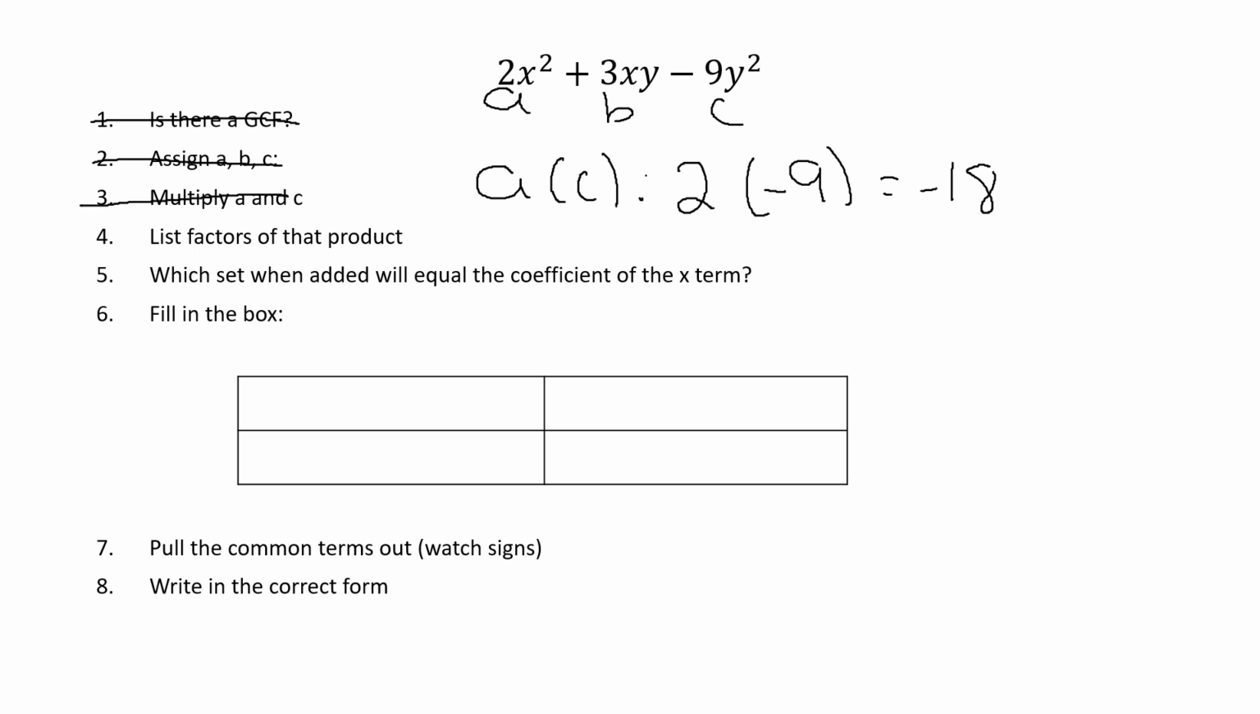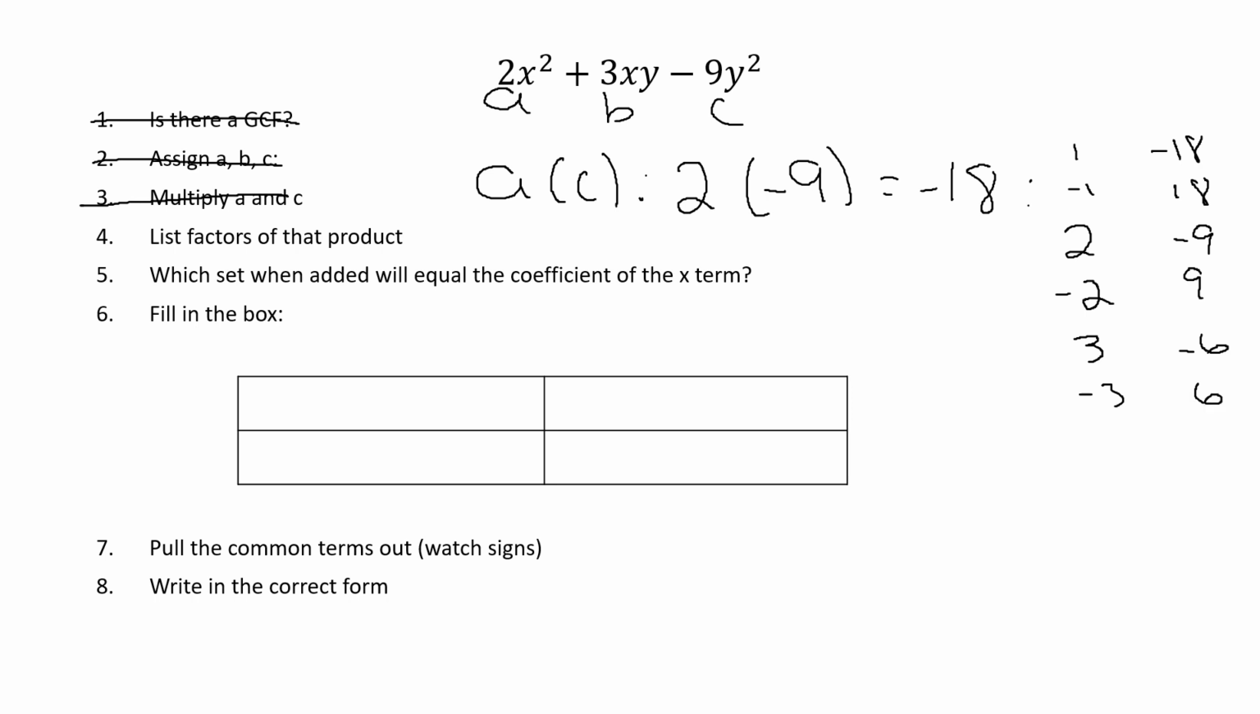Now factors of negative 18, I could do 1 and negative 18. I could do negative 1 and 18. Now some of you may not need to list this. You may just see that I need a 3 and know which set it is, but for those who need to see it all, we're going to keep writing them all out. 2 times negative 9, or negative 2 times 9. 3 times negative 6, negative 3 times 6.